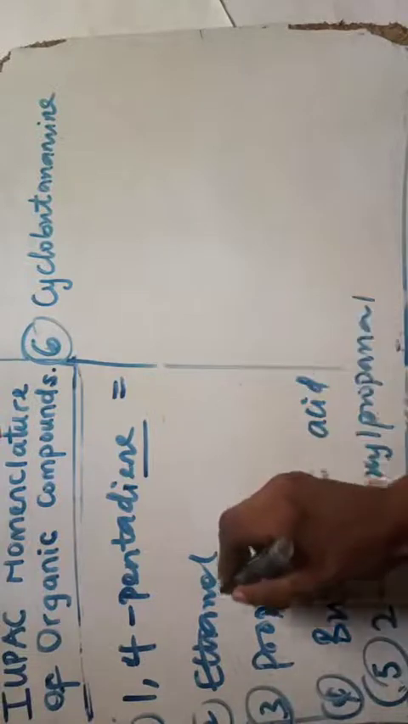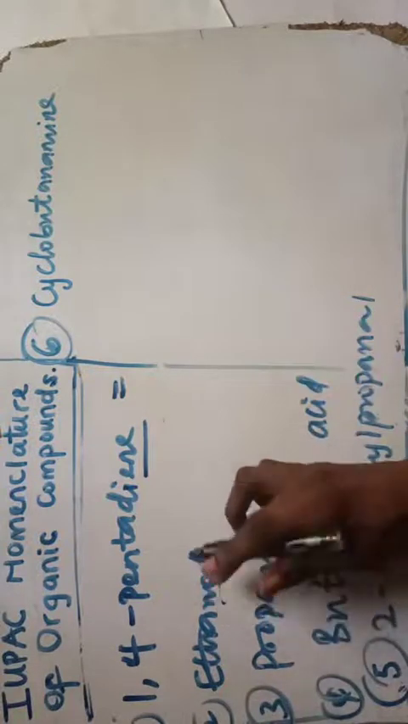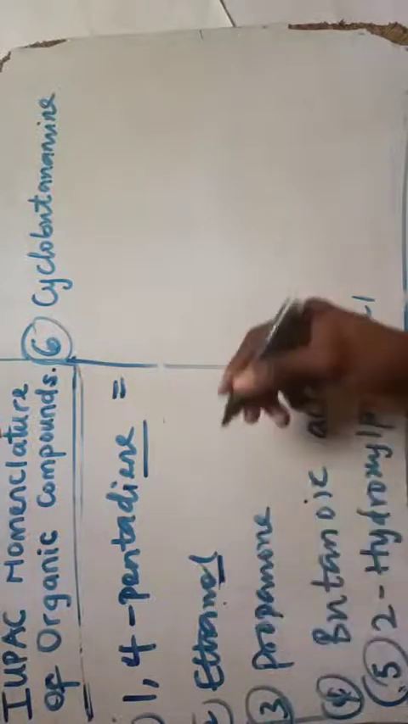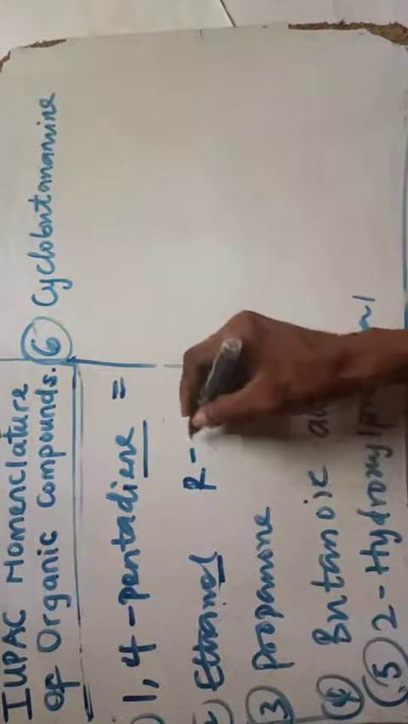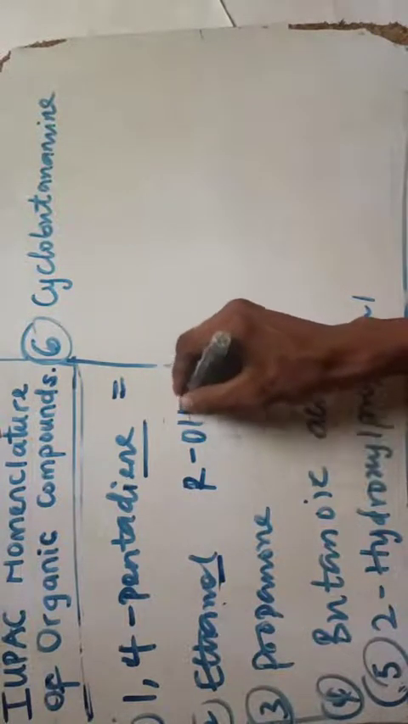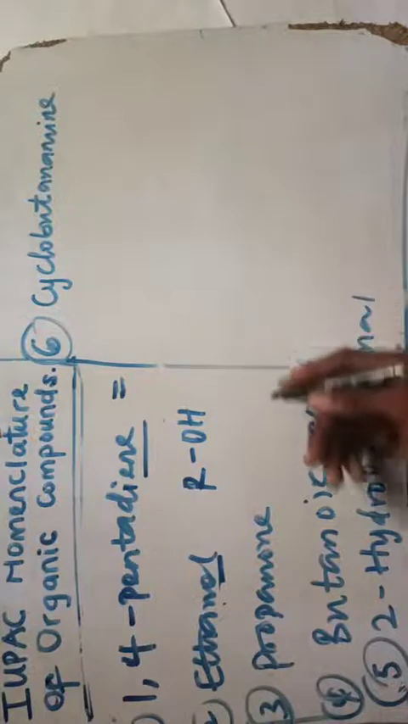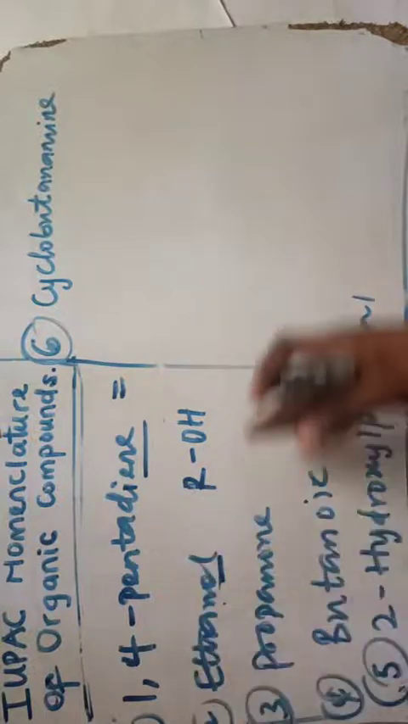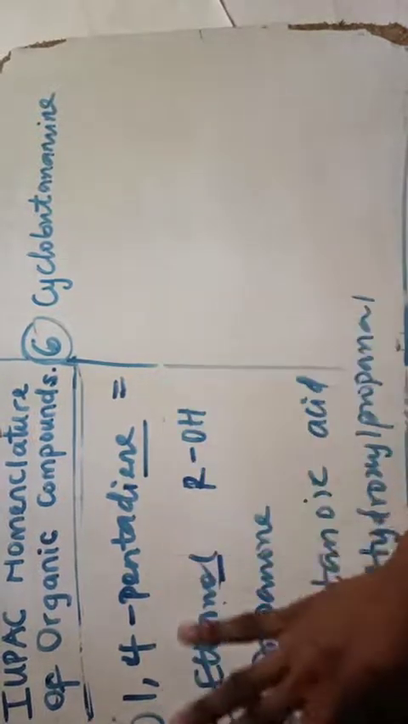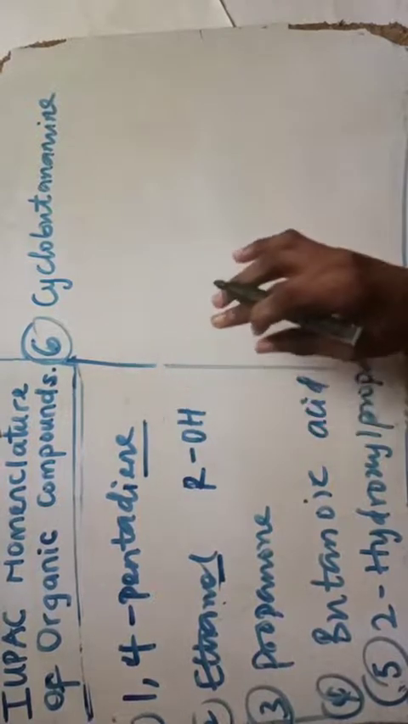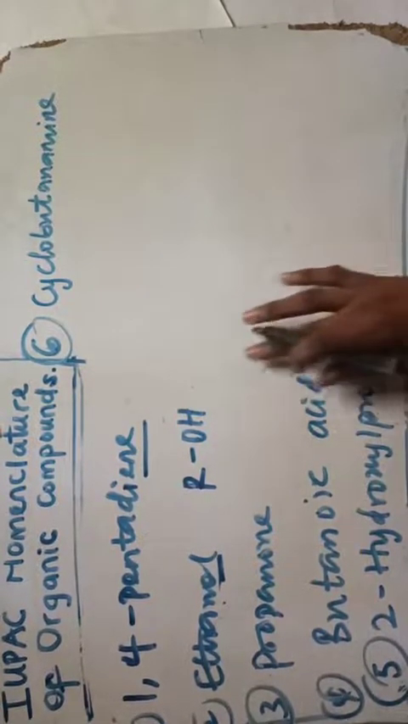Ethanol. The functional group is what? The ol. And if you remember, ol is the attachment, and you're going to have it as ROH. Okay. And you can draw this. You can also name this compound. You can also sketch them out.